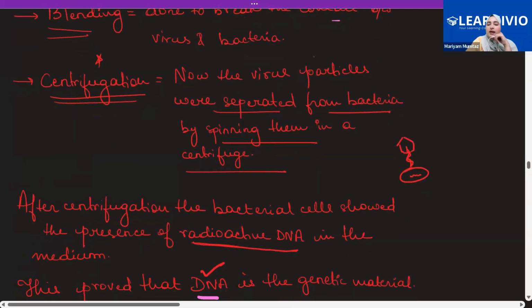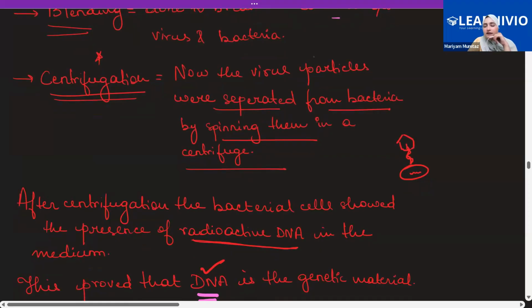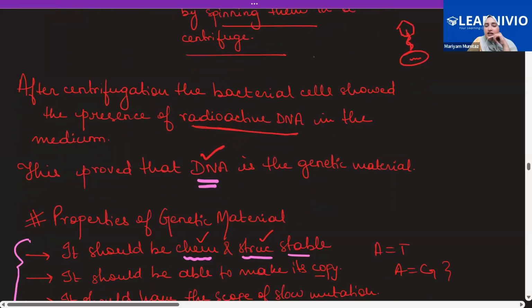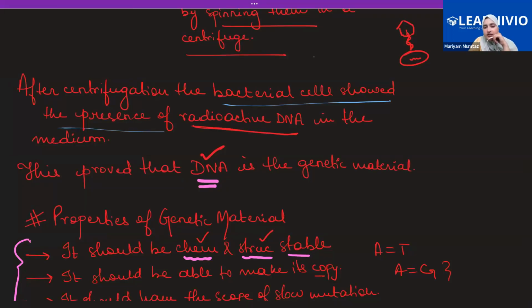And then later on, by centrifugation, the viral particles were separated from the bacteria. So it was shown that after the centrifugation was done, the bacterial cells showed the presence of radioactive phosphorus, because it was obviously the DNA that caused the transformation or the movement from one generation to another in the new cells. So this proved that the DNA is the genetic material.